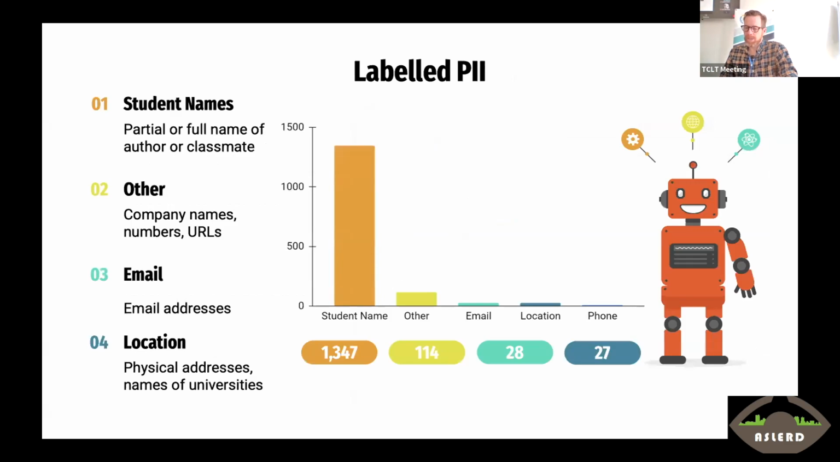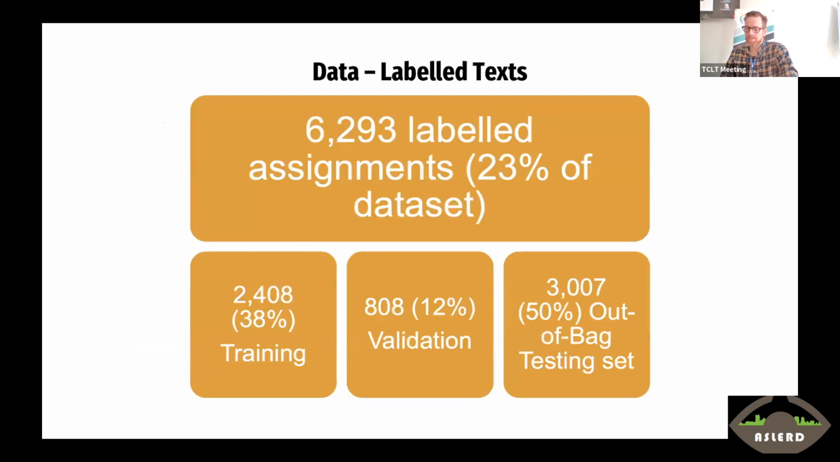So for our label PII in our 6,000, more or less 6,000 assignments, we had about 1,500 student names that popped up. We had about, I don't know, it looks like 200 that were company names. We had fewer emails and fewer locations that popped up. So mostly it was student names that we needed to clean up.